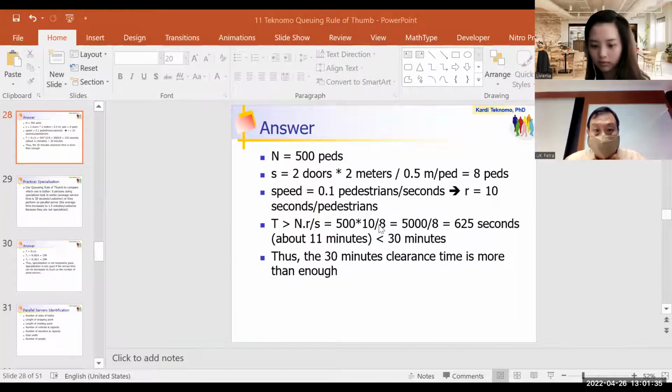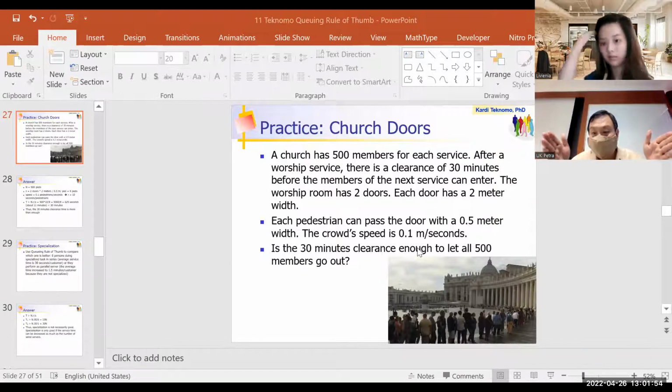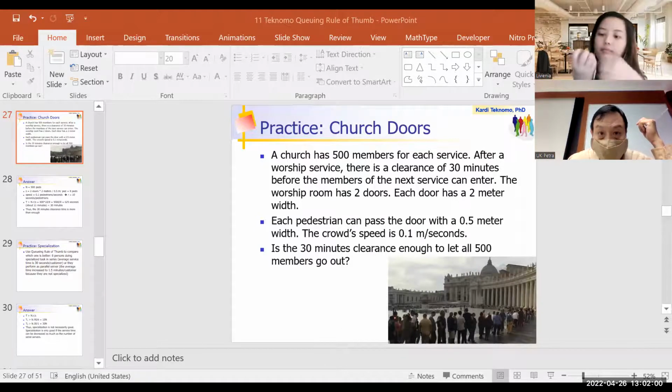Okay, so this is our last discussion about the door example. The actual server here is the meter width of the door. So in that case, you can also expand the door width rather than just the number of doors. It's the same thing.